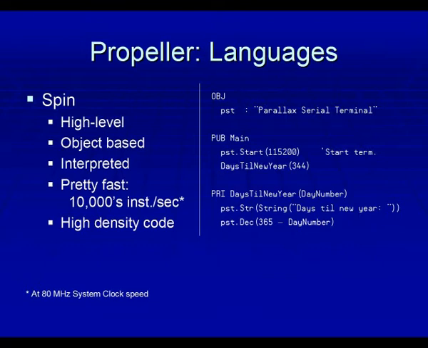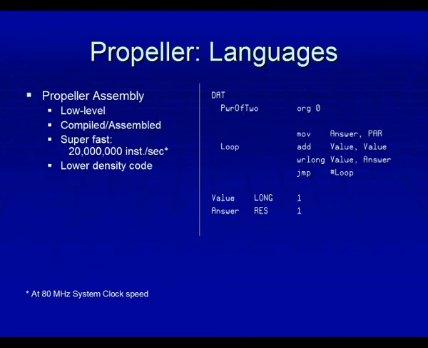And then you've heard me mention it already. There's two built-in languages in the Propeller, Spin and Assembly. Many of you have actually used Spin, which is a good thing, so you know a lot of this. It's high-level, object-based, pretty easy to understand. It is interpreted, but it's still pretty fast. It's on the order of tens of thousands of instructions per second. And not a lot of people think about this fact, but it actually generates high-density code. I'll explain what that means in a moment.